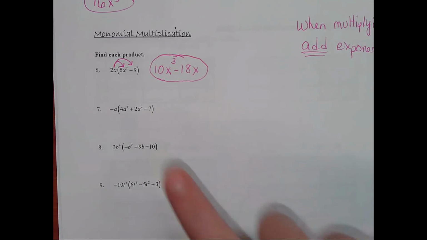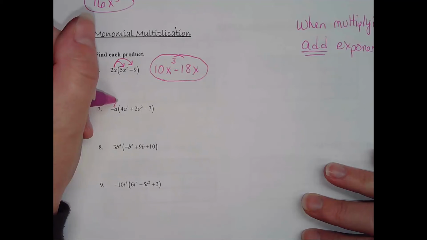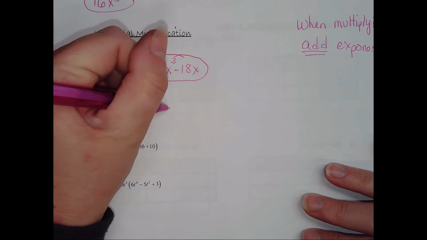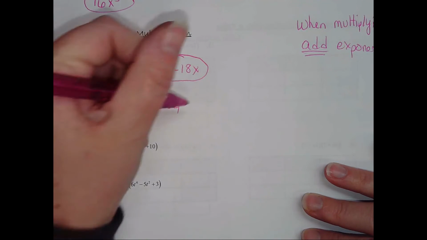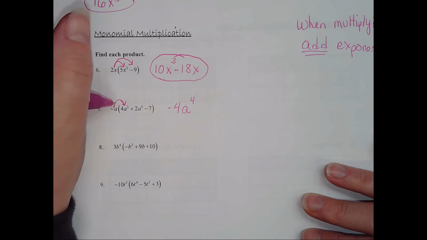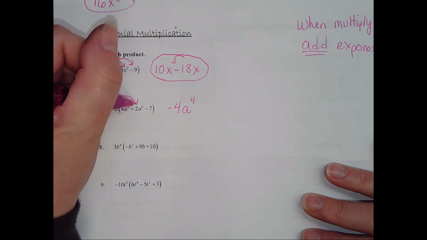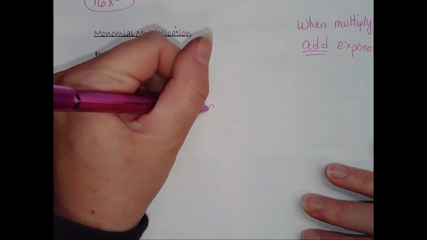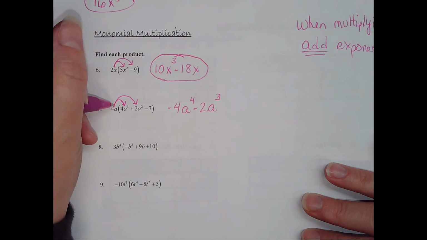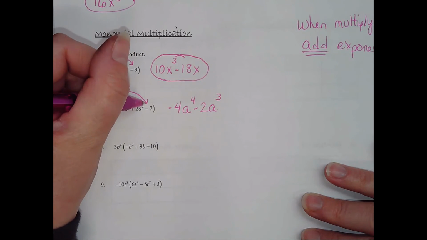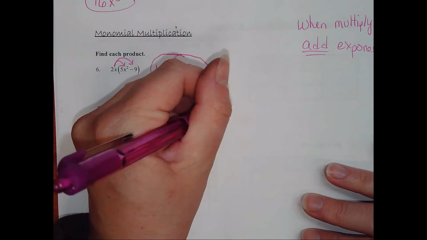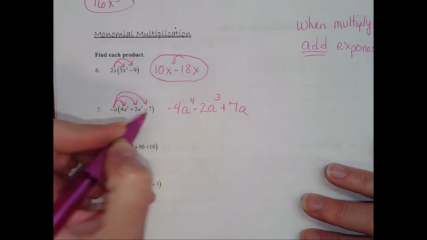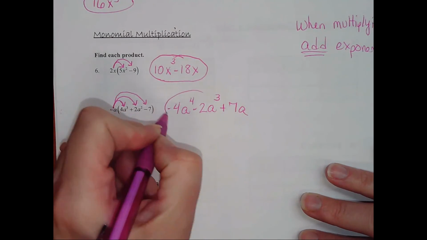Let's take a look at the next one. Negative a times 4a cubed. Negative times the 4 is negative 4. Add your exponents. You have a to the 4th. Negative a times 2a squared. Negative 2. Add your exponents. a cubed. Negative a times negative 7. Negative and a negative is a positive 7. And then a. This is in standard form, so you're good to go.